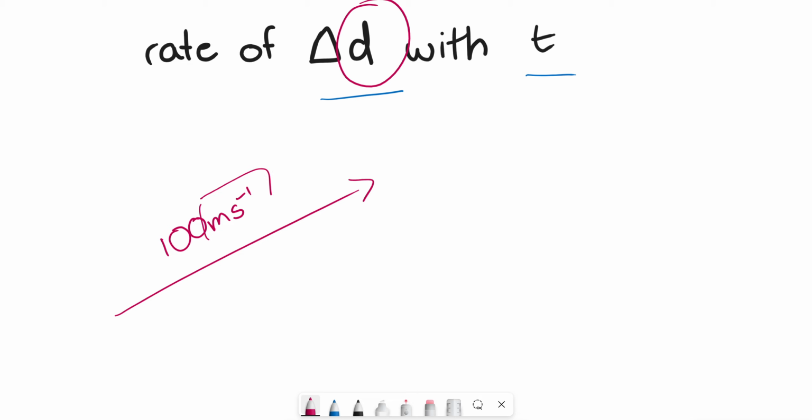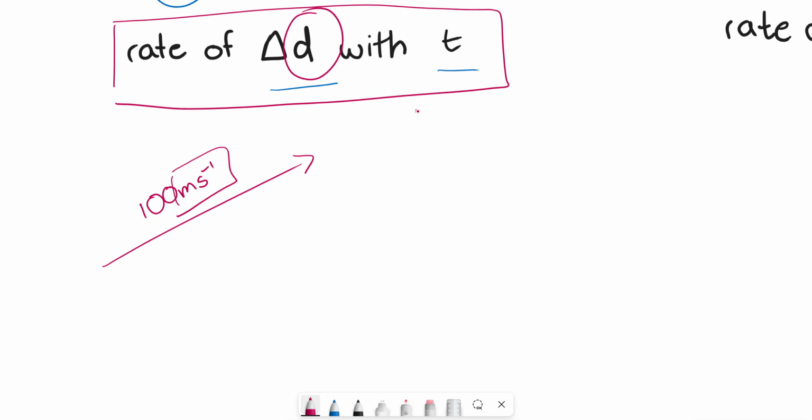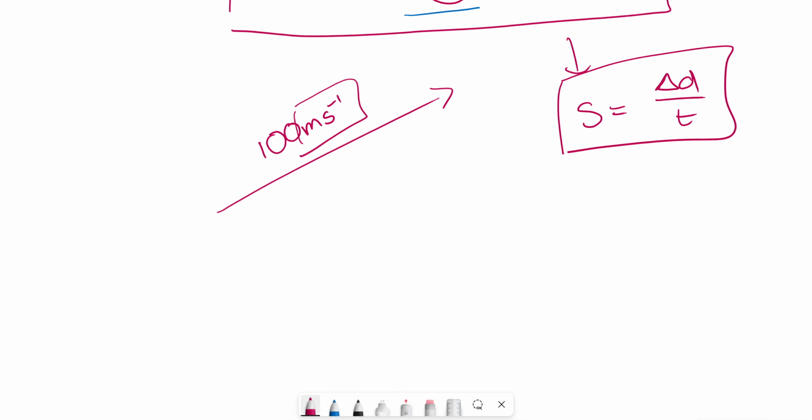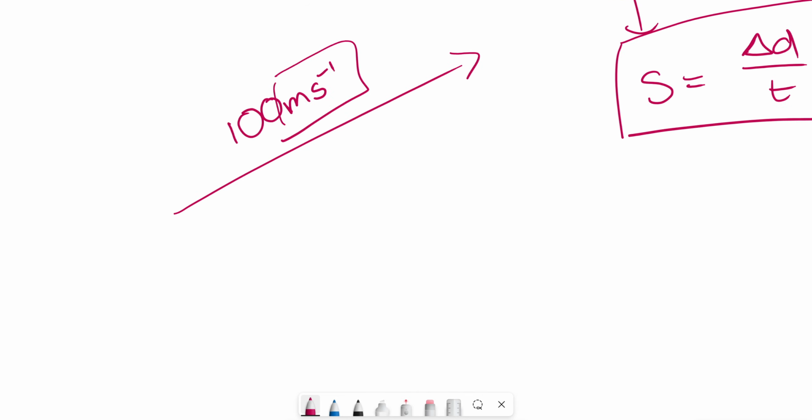Obviously I've used meters per second here as a unit. Why? Because this statement can be translated directly to the formula for speed, which is just speed equals the change in distance over time. Nice and simple. Quick formula. You probably already know it, so I'm not going to focus on that too much. Okay, where was I? 100 meters per second, right? If I'm going in this direction, it doesn't matter. No need to write the direction. You just have your magnitude and you're fine.